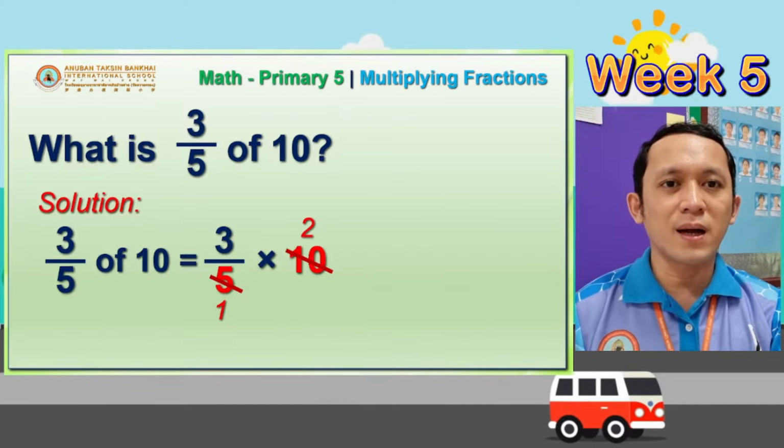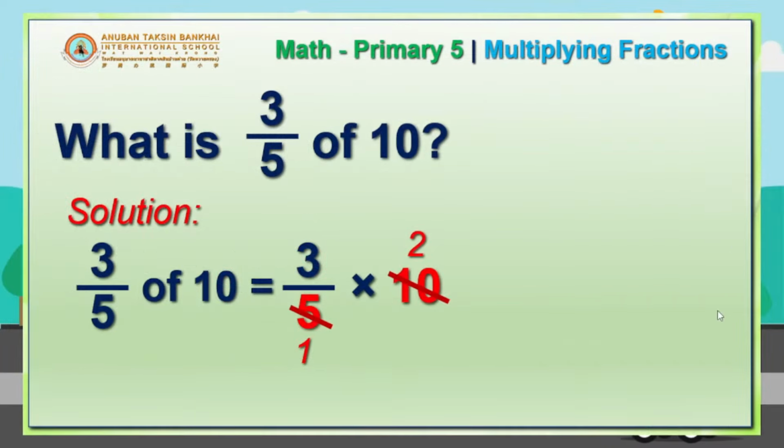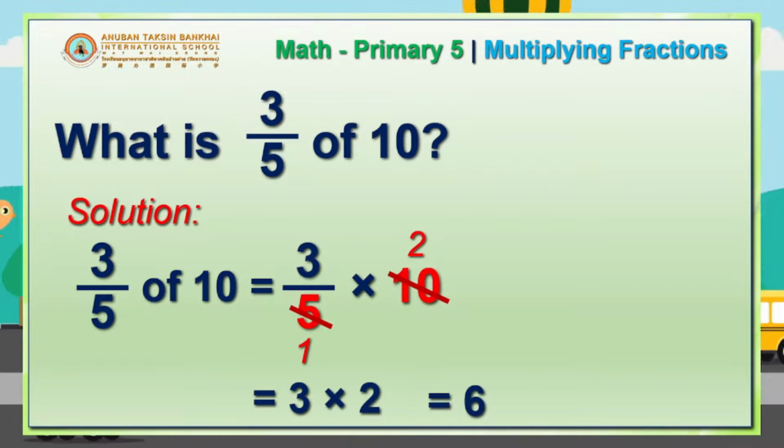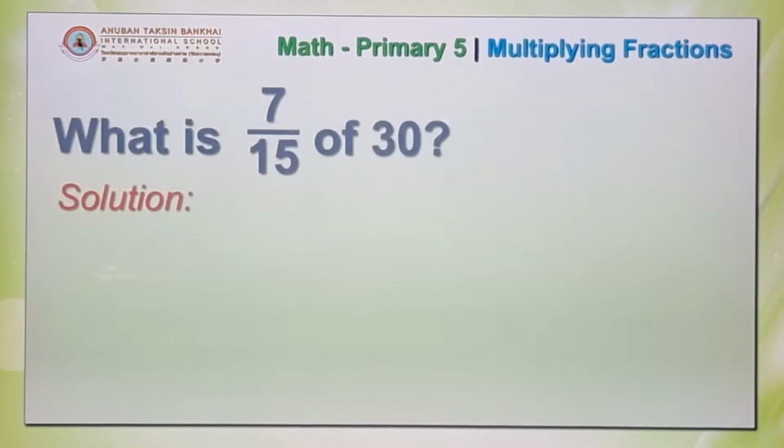So let's rewrite our number sentence. We will have now 3 times 2. And of course, the answer would be 6. So with that, we can conclude that our answer is also correct. Okay, so now let's have more examples.